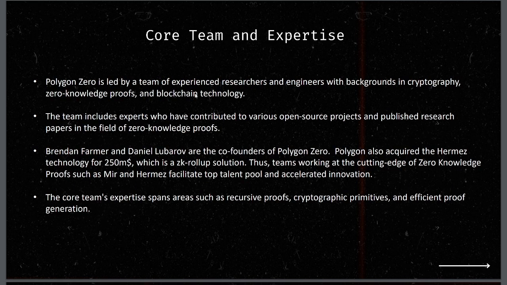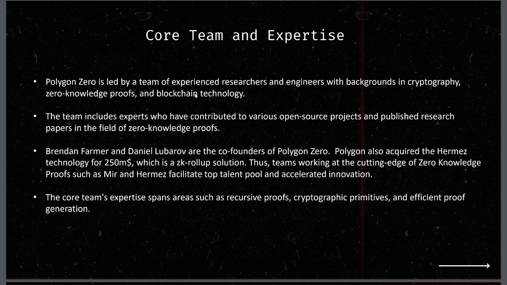So you have a team of experienced researchers and engineers leading this field, and they have extensive backgrounds in cryptography, zero knowledge proof, and blockchain technology, with commendable open source projects and published research papers. You have Brendan Farmer and Daniel Lubarov, notable names in the field, who are the co-founders of Polygon Zero. Polygon, as I already mentioned, also acquired the Hermes technology for $250 million, which is again another ZK rollup solution.